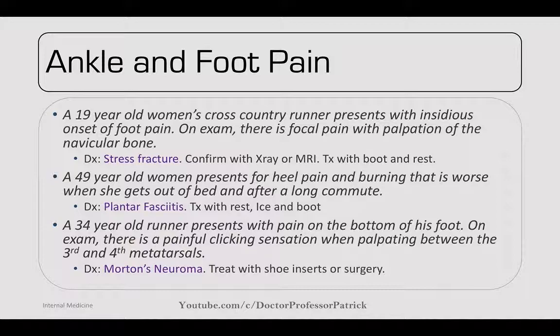And last is a 34-year-old runner who presents with pain at the bottom of her foot. On exam, there is a painful clicking sensation when palpating between the third and fourth metatarsals. So this is a Morton's neuroma. You can treat this with shoe inserts or surgery.